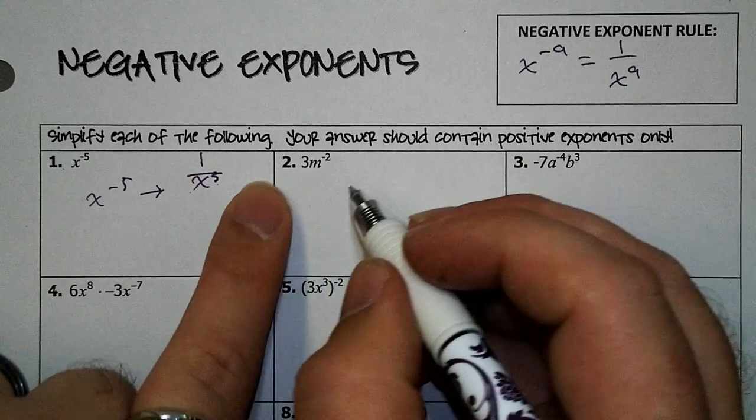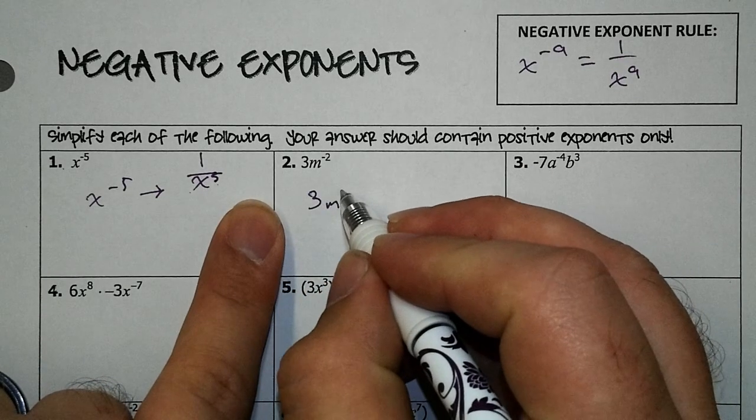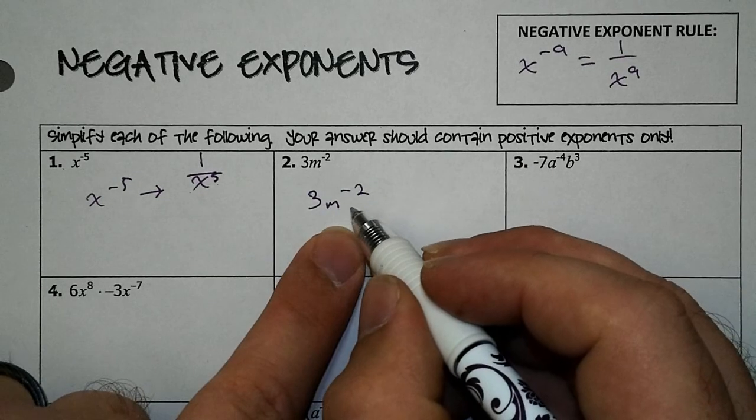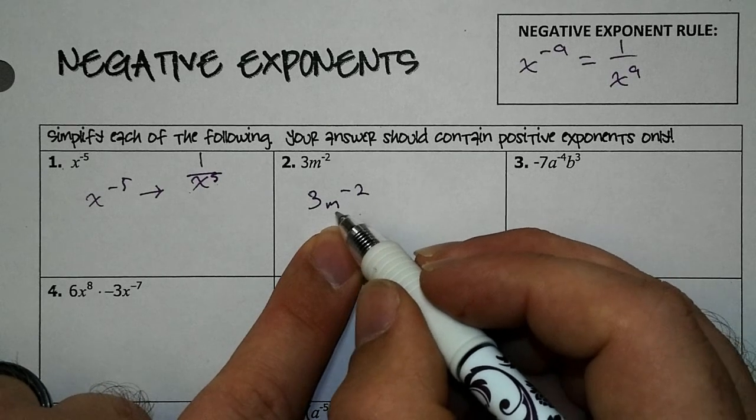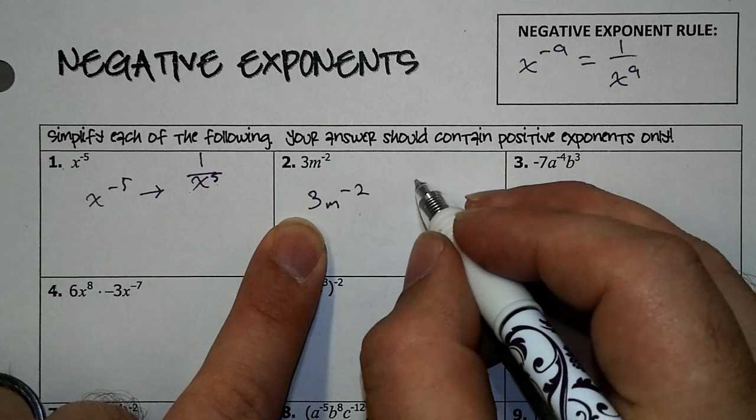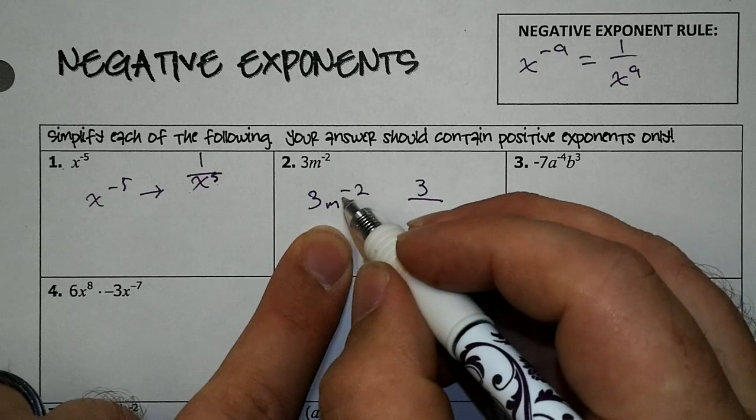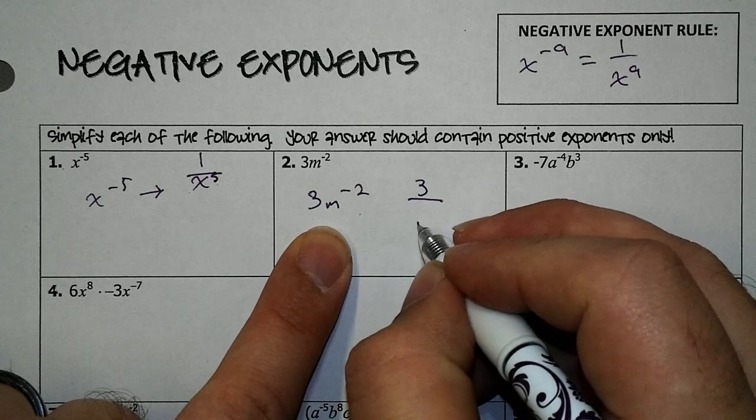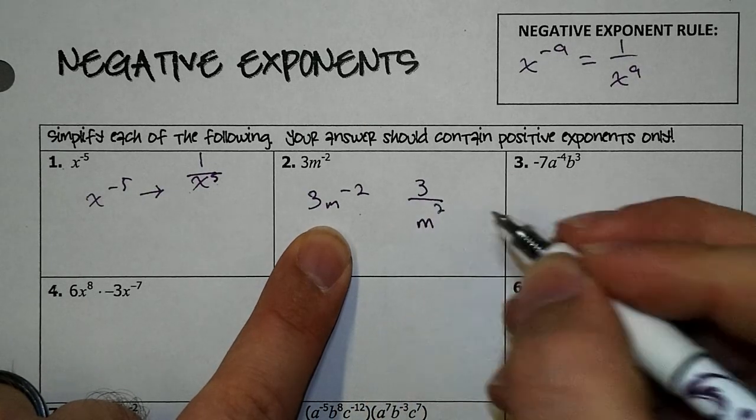So we've got 3m to the negative 2. Well, look, the only thing being raised to the negative 2 is the m, so the 3 is actually going to stay on top when I make it a fraction. Move m to the negative 2 on the bottom, you just get m to the second.